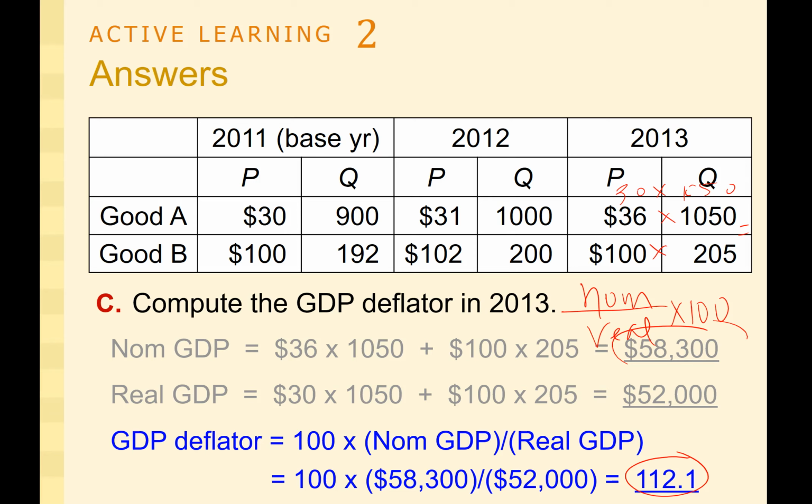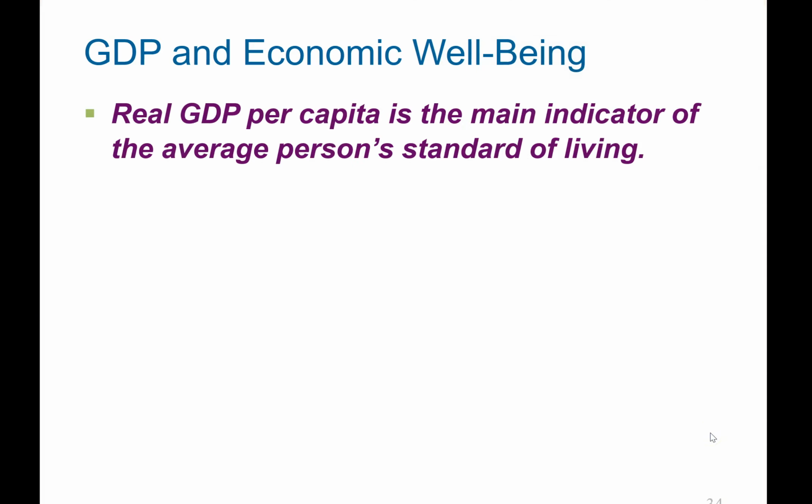So if we knew the GDP deflator in 2012, we could go from 2012 to 2013, we could measure the change in the GDP deflator. But since we don't have that, we won't worry about it. But you could figure that out if you feel like you want to take that extra step.